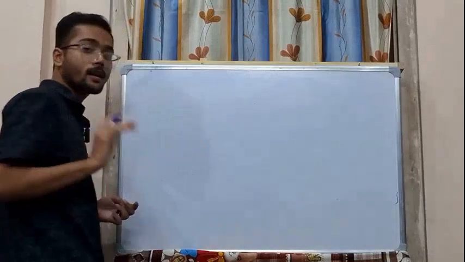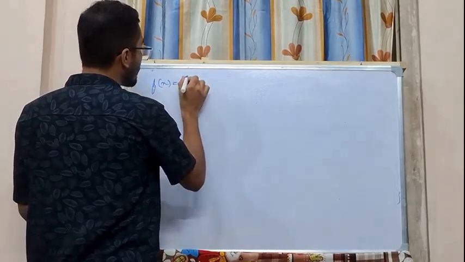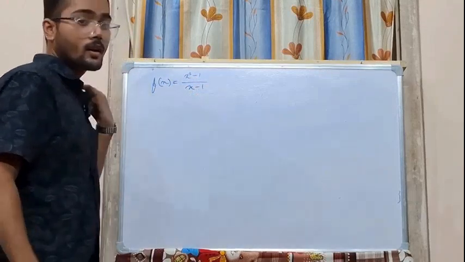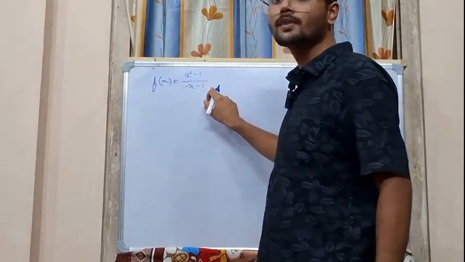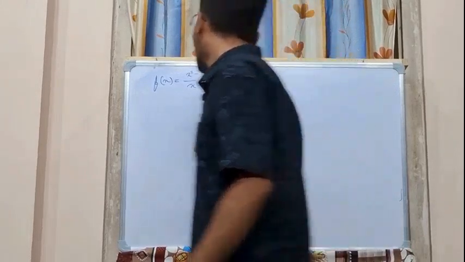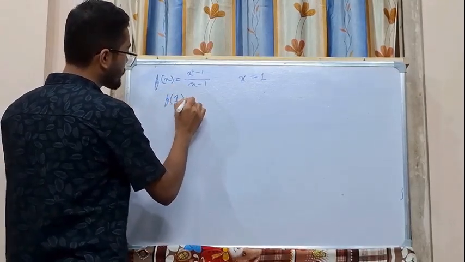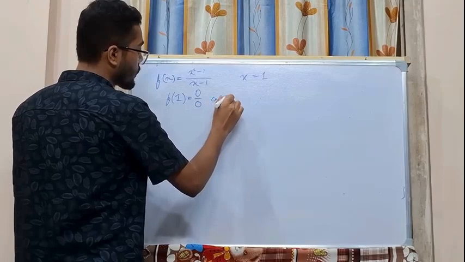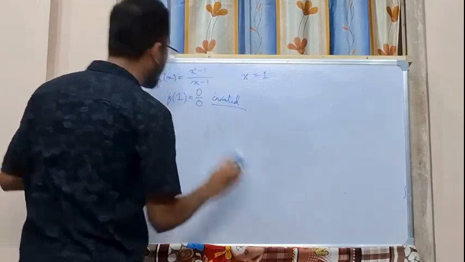Now let's do it with an example. Let's consider a function f(x) is equal to (x square minus 1) divided by (x minus 1). We can easily say that this function is not valid at x is equal to 1. When x is equal to 1, f(x) becomes 0 by 0, which is invalid. Now let's elaborate the function.